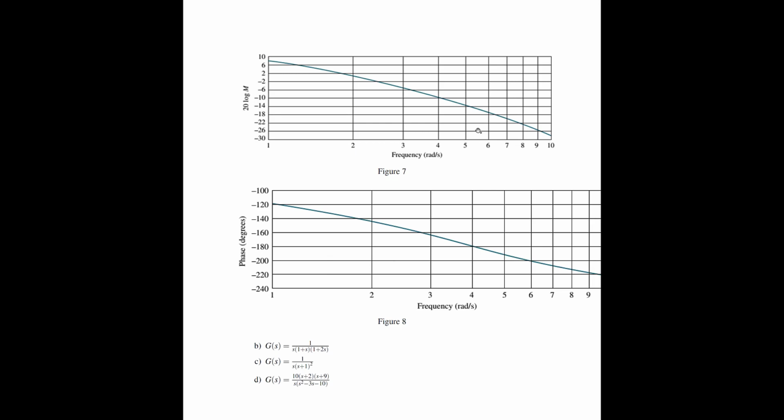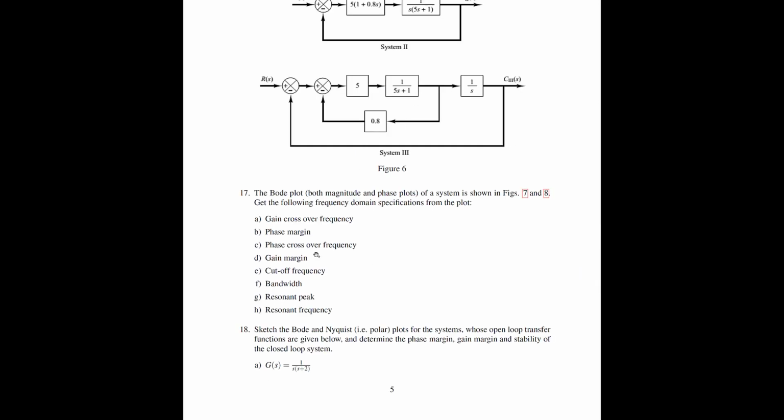Then phase crossover frequency, the frequency at which the phase becomes 180 degrees, it is 4 radians per second. Gain margin, the gain corresponding to that particular frequency is, here it is 4, and for that 4 it is minus 10 decibels, and therefore your gain margin is 10. Gain margin is 10. So you have 10 decibels to reach 0. So that is your gain margin.